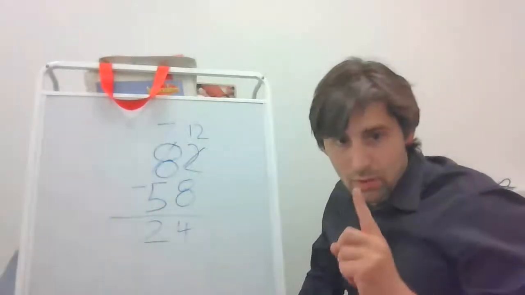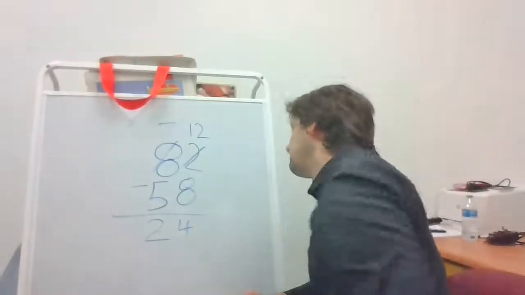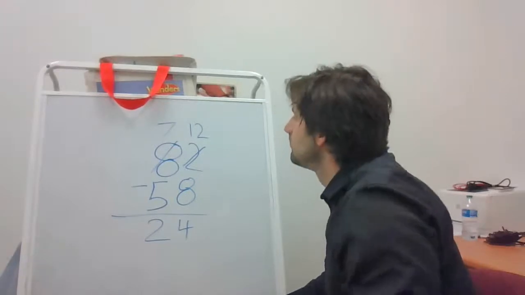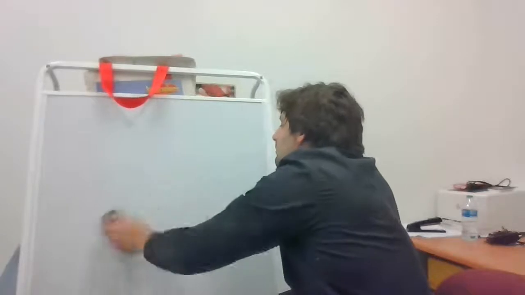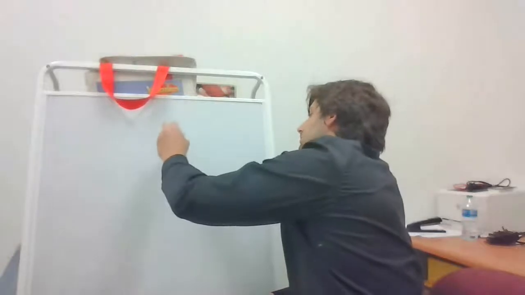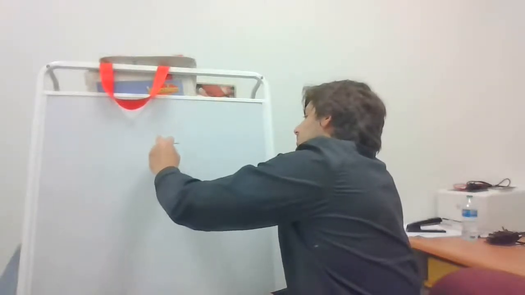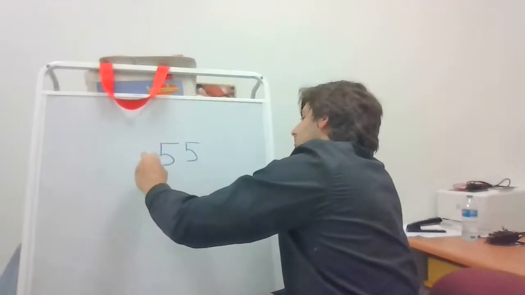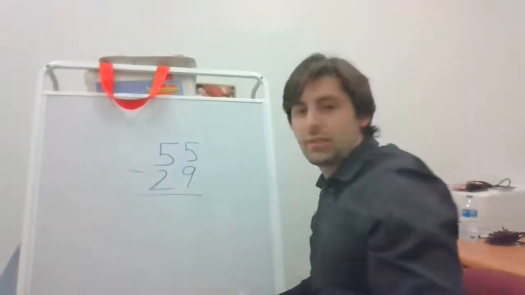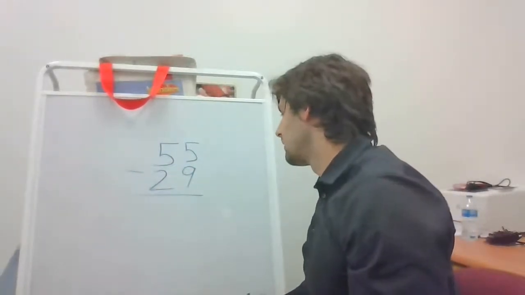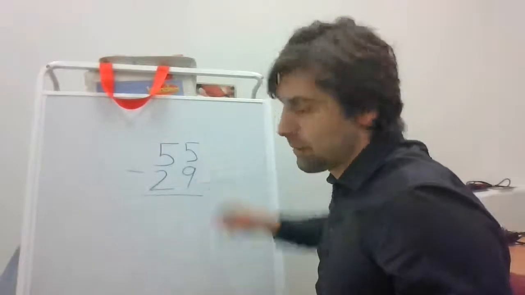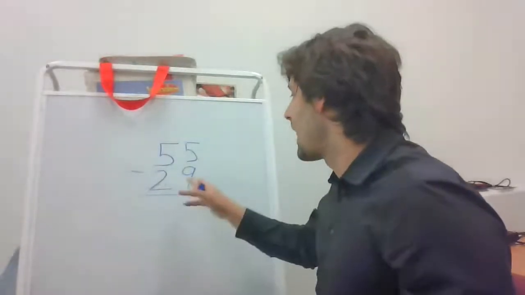All right, one more problem. 55 minus 29. So looking at the numbers in the ones place, 9 is bigger than 5. Again, the bottom number is bigger than the top number. So that means we've got to regroup. We always regroup when the bottom number is bigger than the top number.